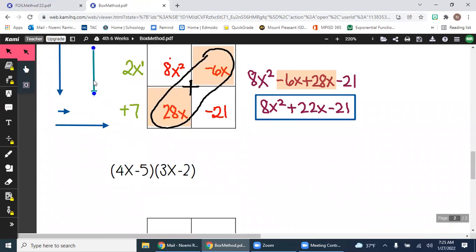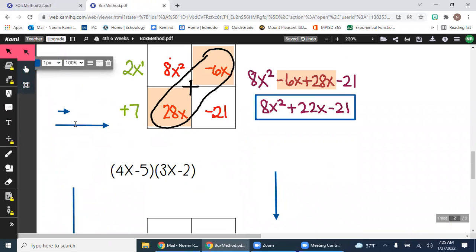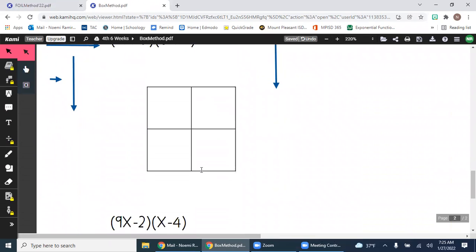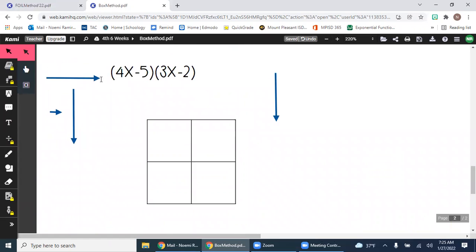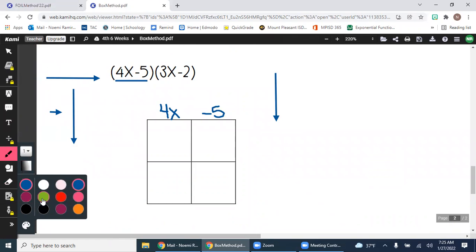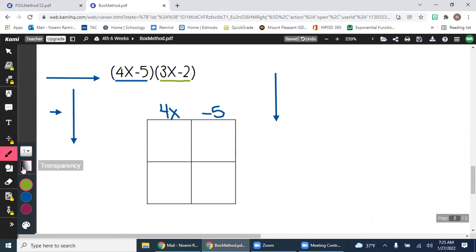I'm gonna move that over here, this here, this down. That way I can just easily access it. Okay, here we go. I'm going to take that first term, write it over the top, separate your terms. So 4x over this box, -5 over this box. I'm going to take that 3x minus 2, 3x on this box, -2 here.